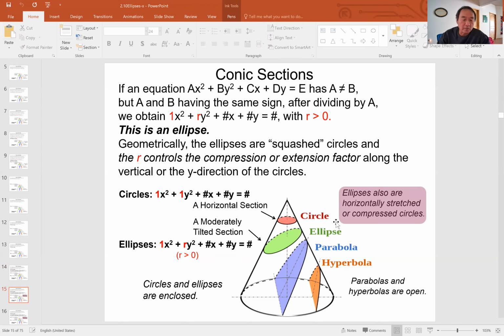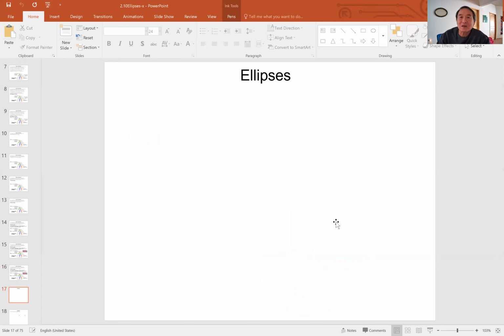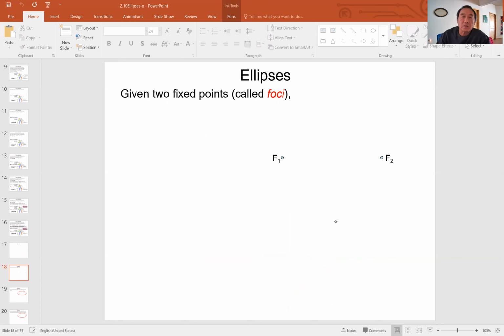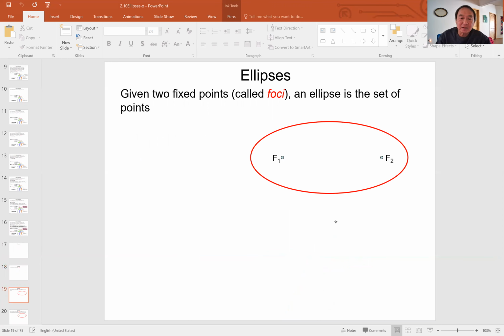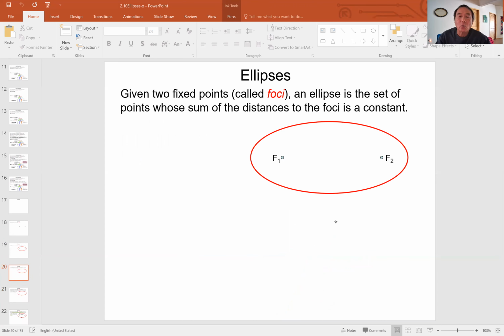But let's talk about the equation of ellipses. First, what are ellipses in mathematics? Basically, we start out with two fixed points. We call these fixed points foci: one focus, two foci. And the ellipse consists of all the points on this ellipse. And what do they satisfy? They satisfy the following condition.